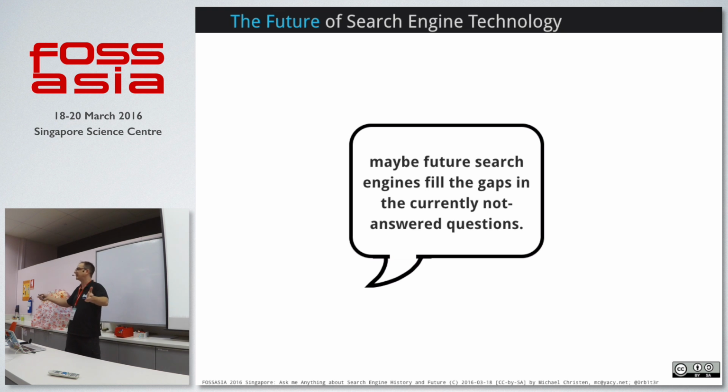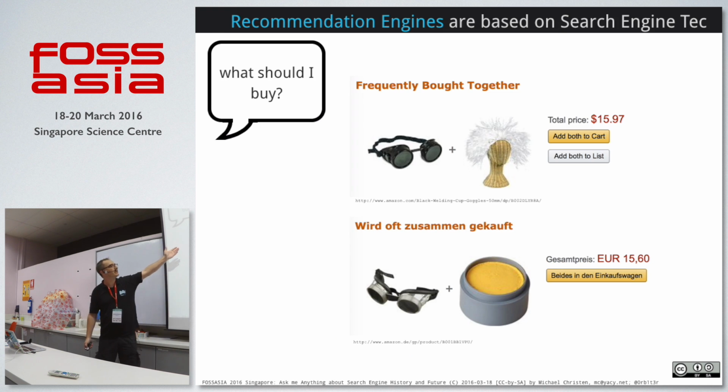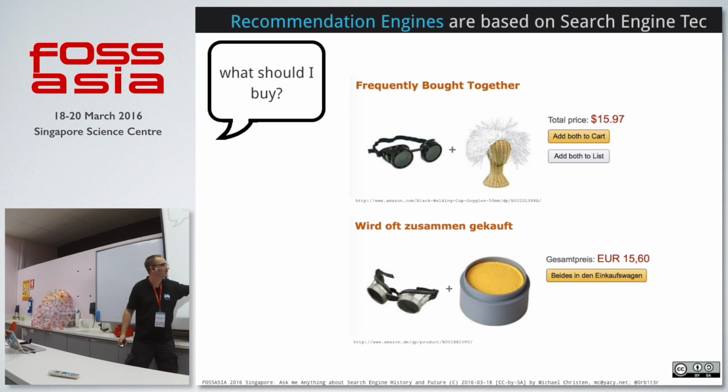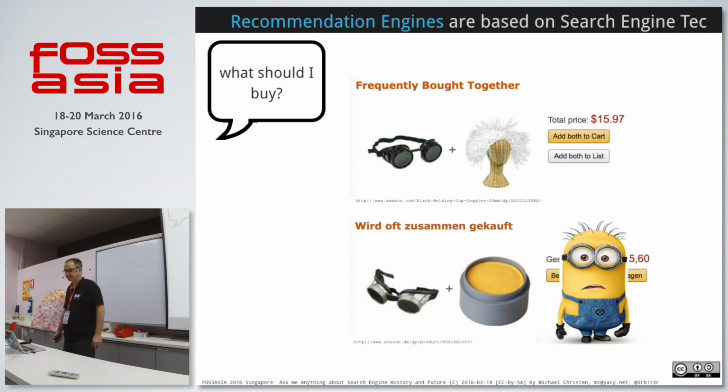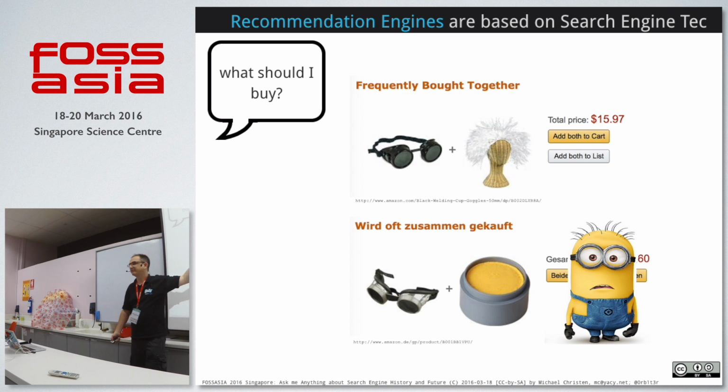I cannot say how it looks like or which device it uses, but it will maybe answer the previously unanswered questions. These are the common questions like weather or stock exchange or so on, or what should I buy? What should I buy? There are recommendation engines which have strange recommendations like welding goggles and yellow color. Why should anybody buy this together? Because it's for a costume. But I did find out about the gray wig, so maybe for a mad scientist.